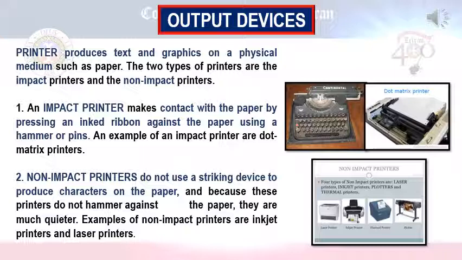There are two types of printers: the impact printers, such as dot matrix printers, and non-impact printers, such as laser printers. Impact printers involve mechanical components for conducting printing, such as pressing an ink ribbon against the paper, while non-impact printers do not use mechanical moving components.